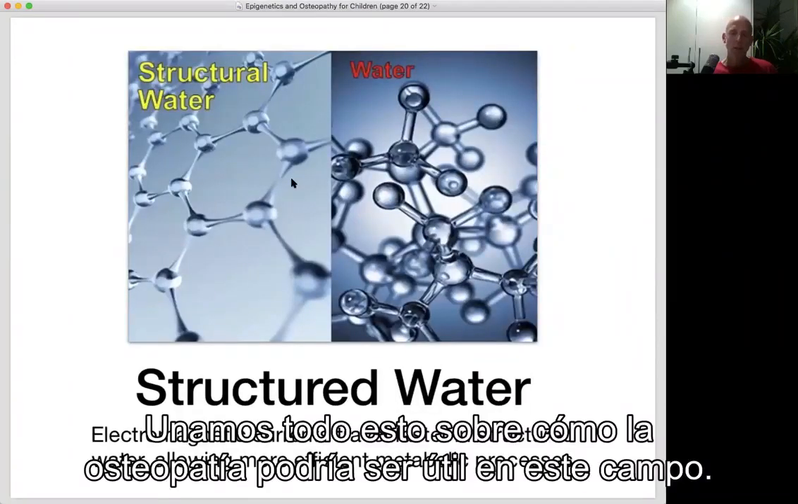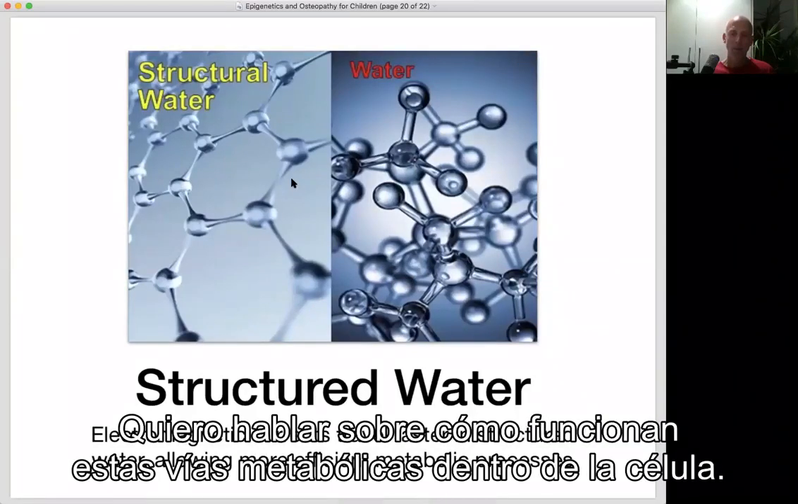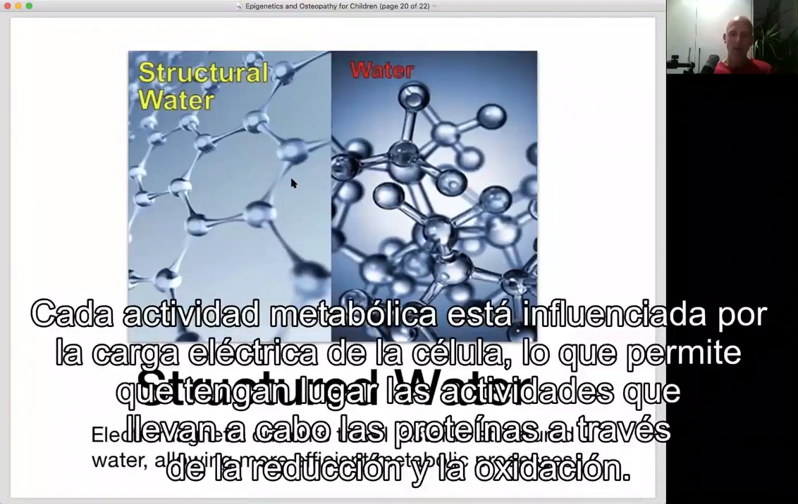Let's put this all together as to how osteopathy might be useful in this field. I want to talk about how these metabolic pathways function inside the cell. Each metabolic activity is influenced by the electrical charge in the cell, which enables the activities to take place that are carried out by proteins through reduction and oxidation.